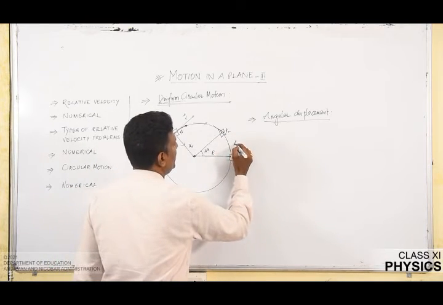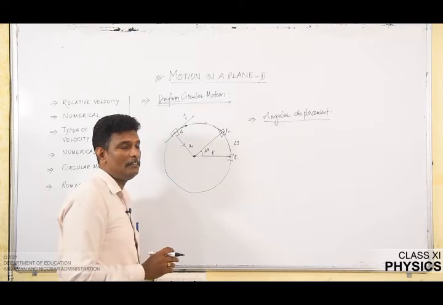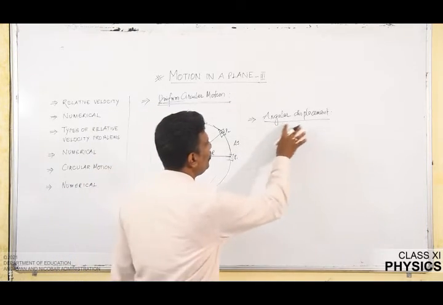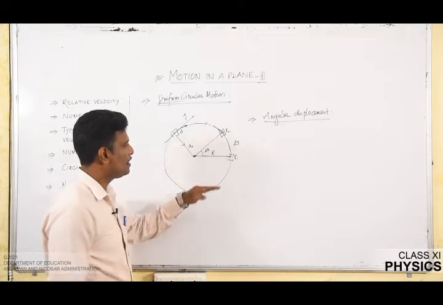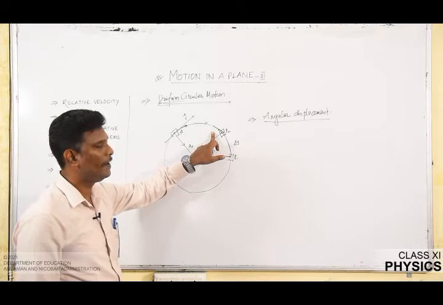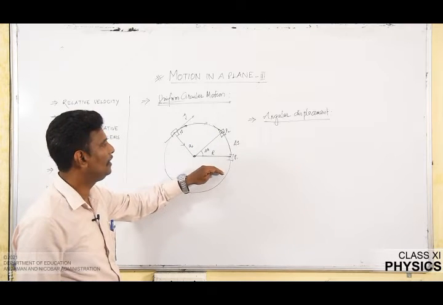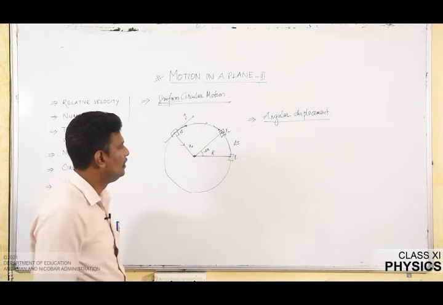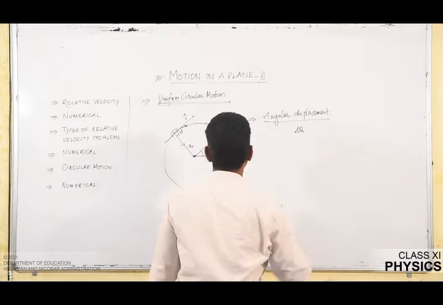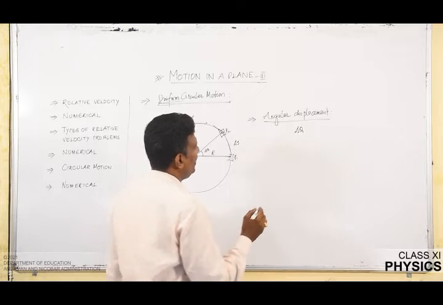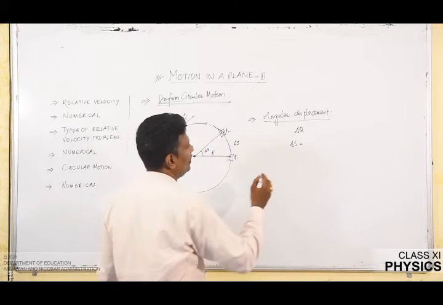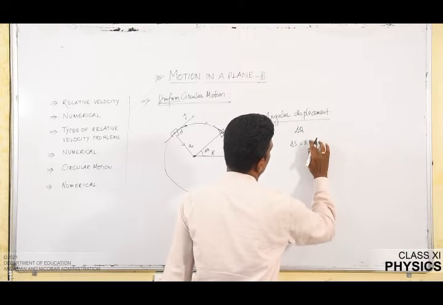Okay. So, del s can be taken as the displacement, r is the radius. So, what is the angular displacement? Angle subtended by the object from initial point to the final point is called the angular displacement. That is given by del theta. Moreover, we can write del s is equal to r del theta.